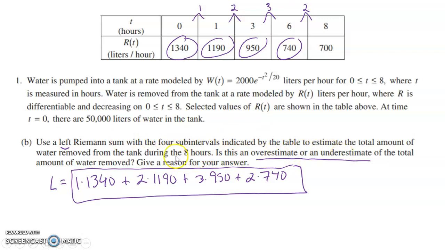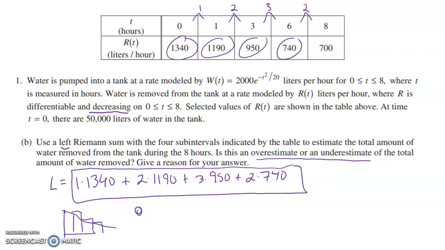And then they ask, is this an underestimate or an overestimate? Well, how are we going to figure this out? How do we know if a left Riemann sum is an under or an overestimate? What do I need to know about the function? Oh, it's decreasing. So what I'm going to do is draw a little function that's decreasing with a left sum. Remember, I take the heights on the left.